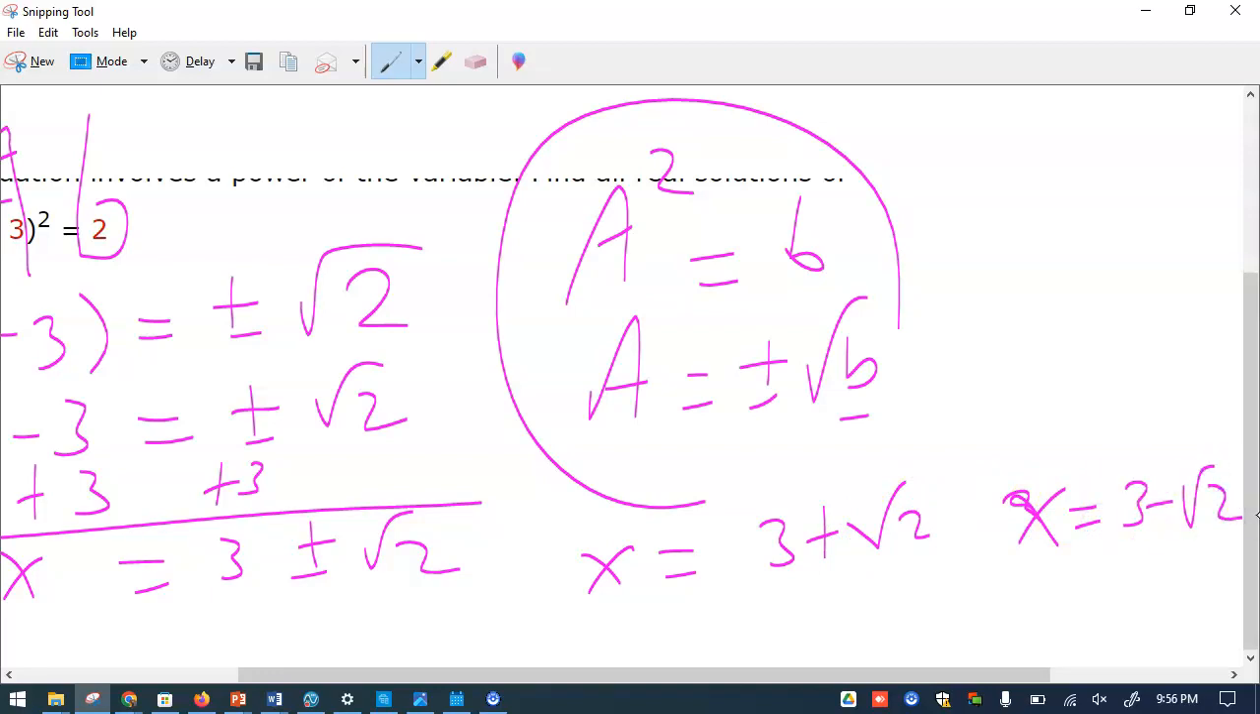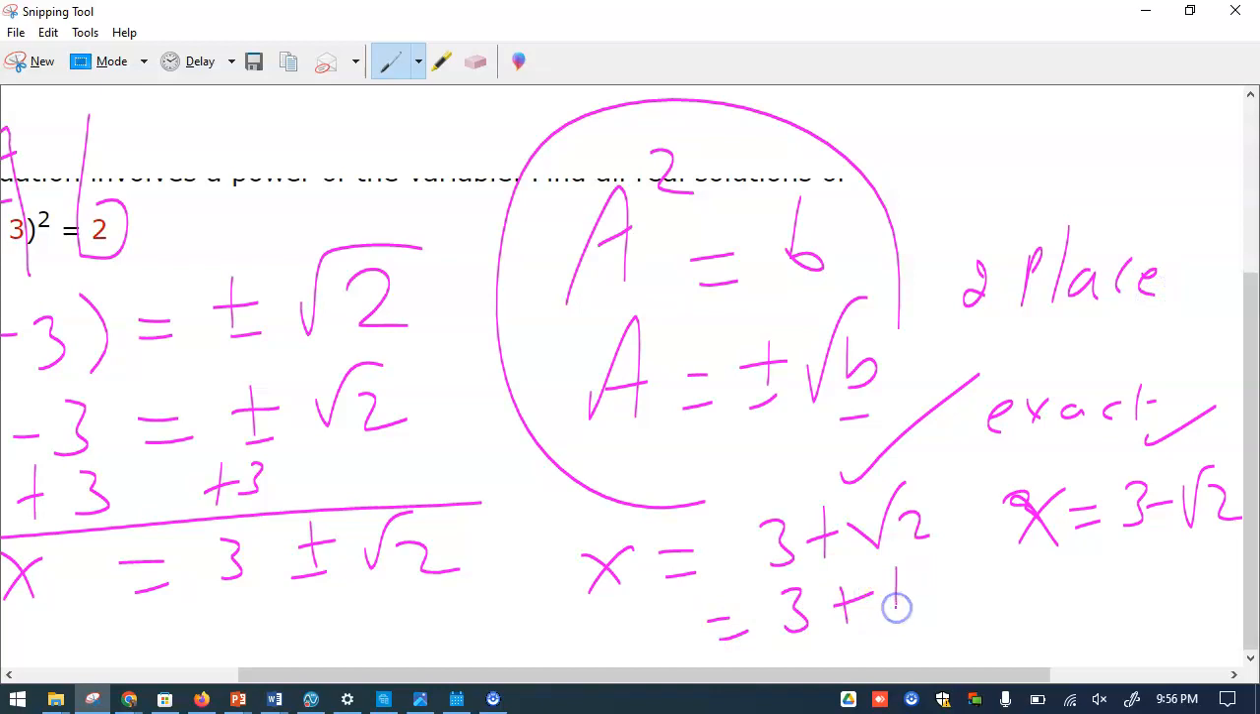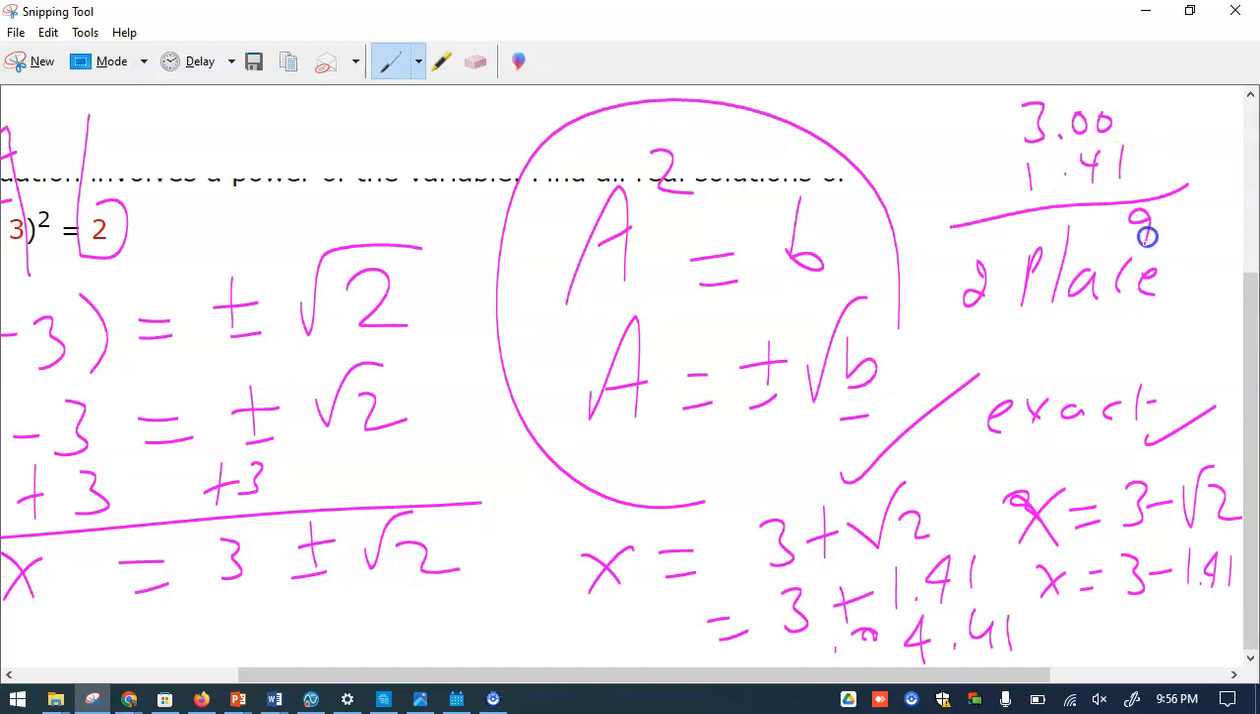It depends on whether they want you to write exact values, or sometimes they may ask you to use the calculator and write this to 2 decimal places. So the square root of 2 is 1.41. Then 3 plus 1.41 becomes 4.41, and the other one, if we subtract 1.41 from 3.00, you get about 1.59. It depends on what kind of question is asked, and you can figure it out.